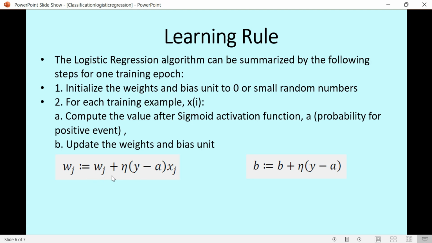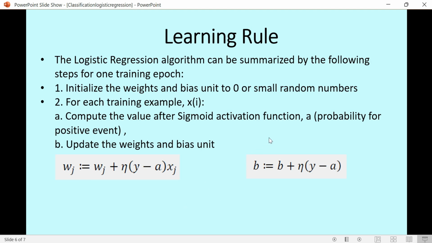Actually, this is only for one observation, but we use all the observations in one epoch, so we update the weight one time in each epoch. Similarly for the bias term. So this is the learning rule. After the predetermined number of epochs is finished, we get the final values for the weights and the bias.